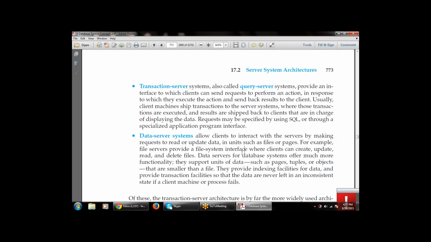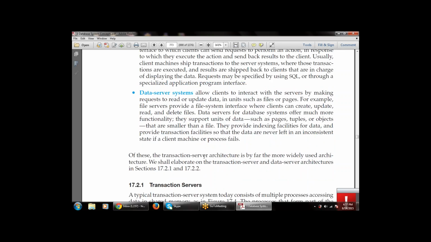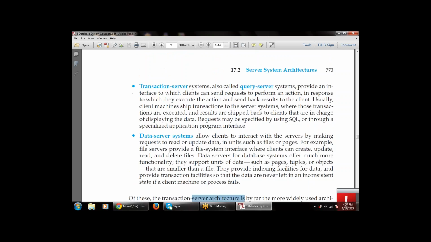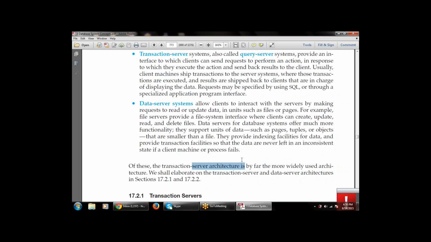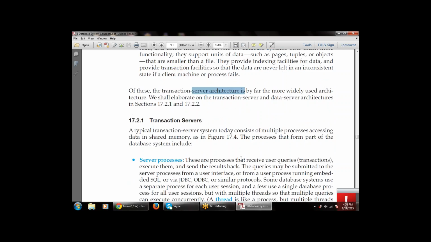Data servers for database systems offer much more functionality; they support units of data. There are different kinds of data servers used to provide different database services. Of these, the transaction server architecture is more widely used as compared to the data server architecture. Now first are the transaction servers.